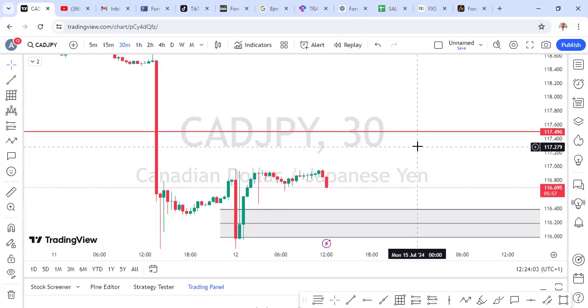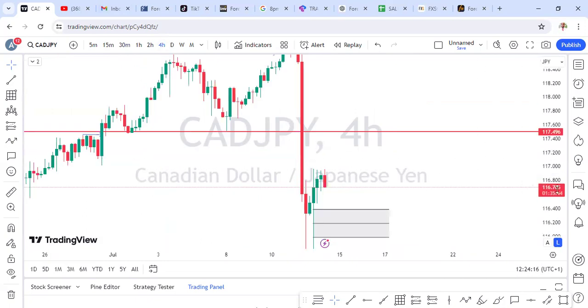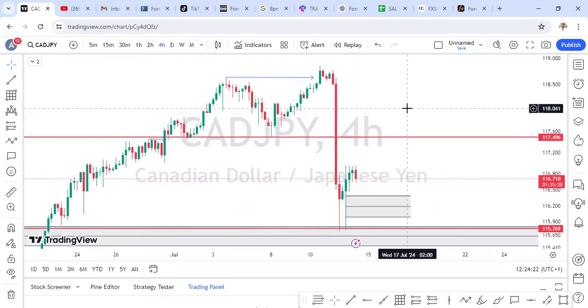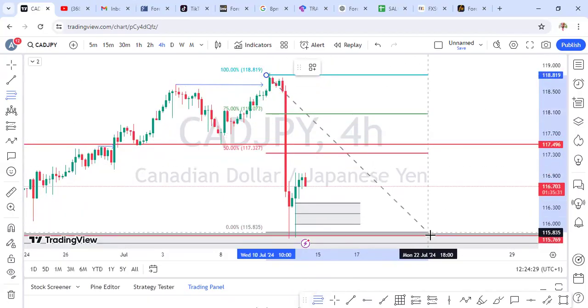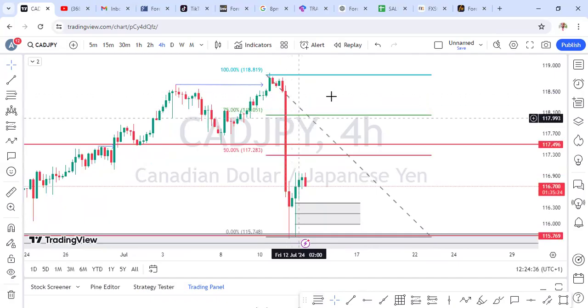UJ and GBPJPY are very good for us to watch out for as price is coming to that range. So we have this high as a draw on liquidity, though this thing is massive. If we look at the concept of premium and discount, we are to buy from discount now, at least to target premium.